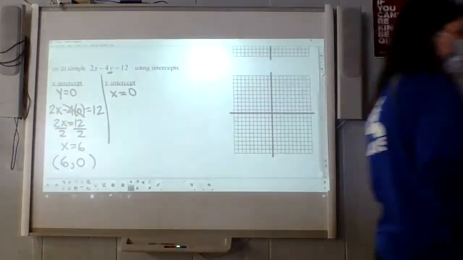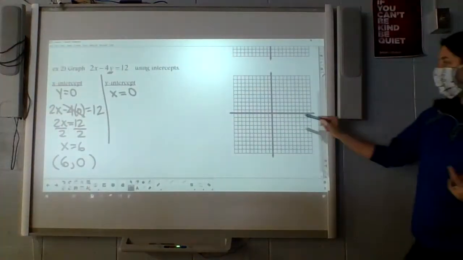So I'm halfway through this problem. I already have the 1 point. So 6, 0, I'm going to put on my graph.